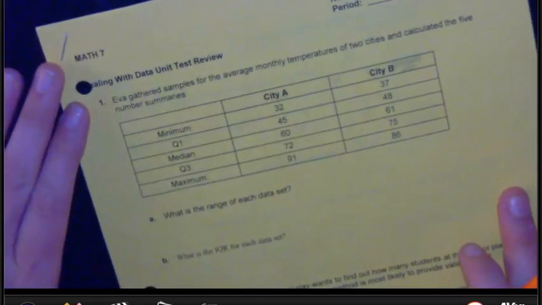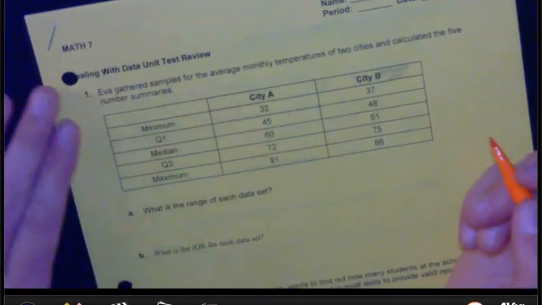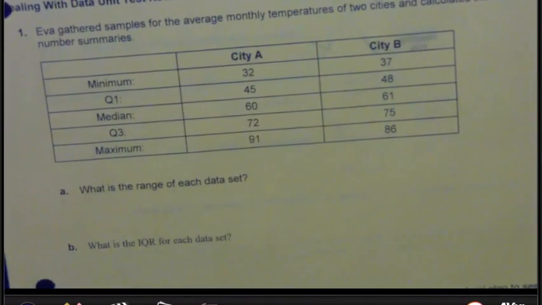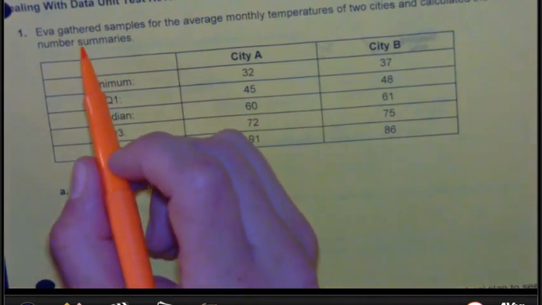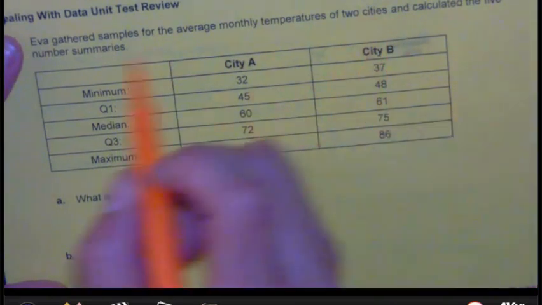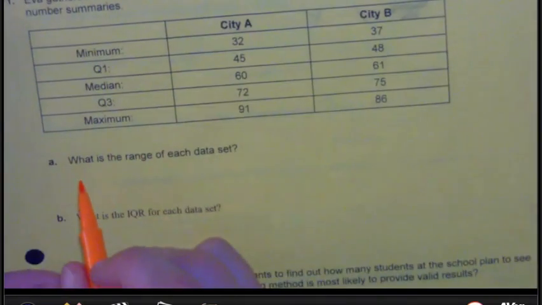All right, if you guys would, please grab out your Dealing with Data Unit Test Review, and we're going to go over all of the questions that we have here. All right, so number one, Ava gathered samples from the average monthly temperatures of 2 cities and calculated the 5-number summary. What is the range of each data set?